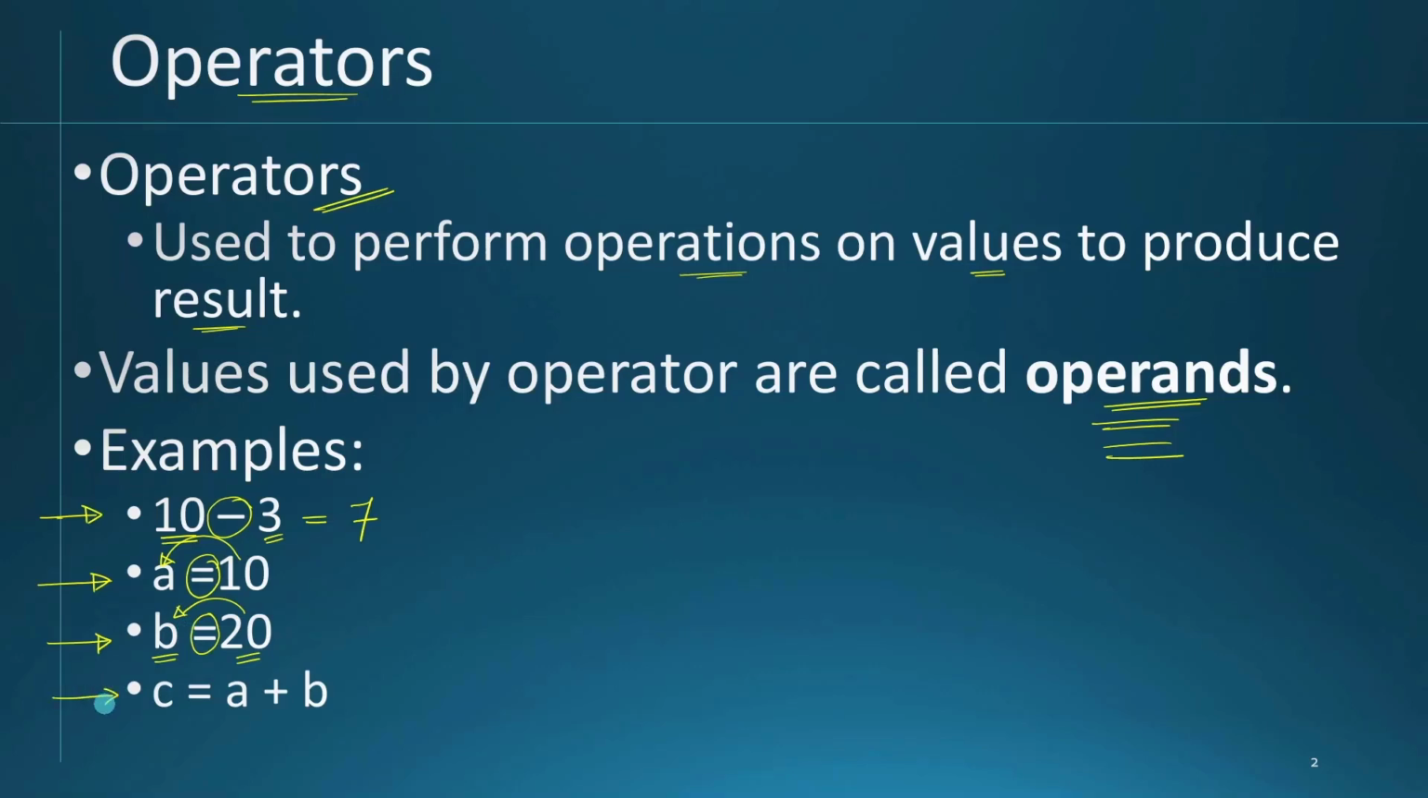And in the last statement, you can see we have 3 operands and 2 operators. We have operands like C, A and B, and we have 2 operators. The first operator is equal to, and the second operator is addition. So here you know that addition will be performed first. It will add the value of A and B, so the result will be 30, and now that 30 will be copied into variable C. So now let us continue.